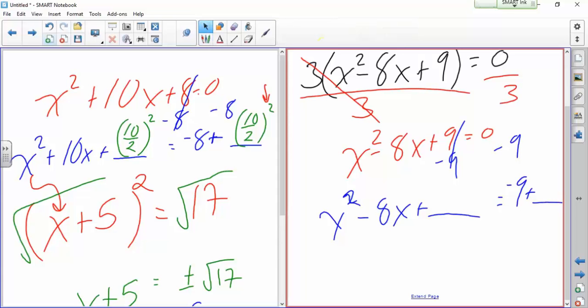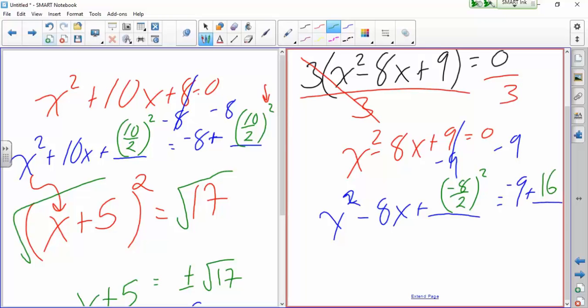Negative 8 over 2, squared. And what is negative 8 over 2? Negative 4. And what is negative 4 squared? 16. Can I just write 16 over here, or is that going to break your head? That's okay? Everybody's cool with how I got 16 here? Nobody has a broken head? I see no hemorrhaging.